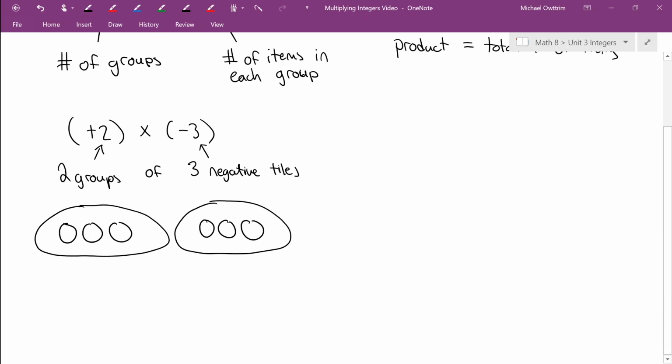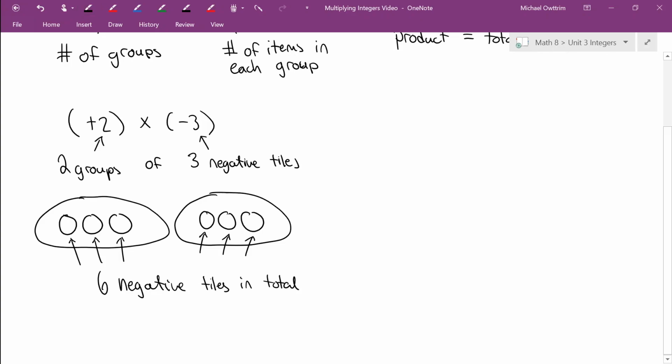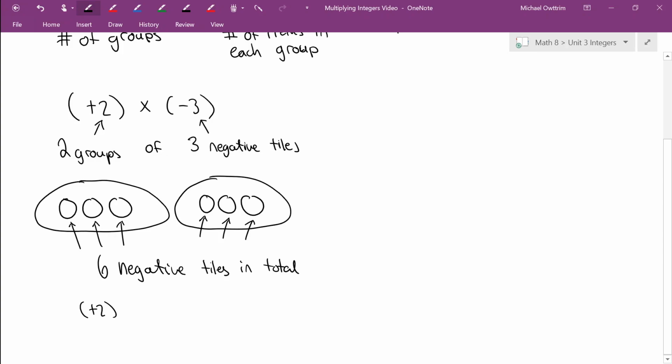Okay, and from there, we just want to go ahead and count how many tiles we have in total. So we've got 1, 2, 3, 4, 5, 6 negative tiles in total. And so our product of these two integers, positive 2 times negative 3, is negative 6. 6 negative tiles in total.